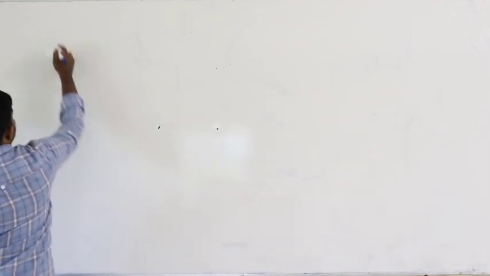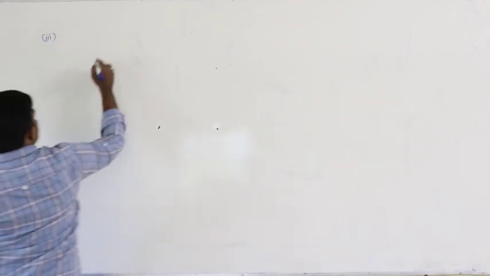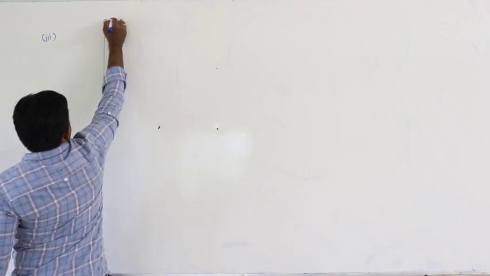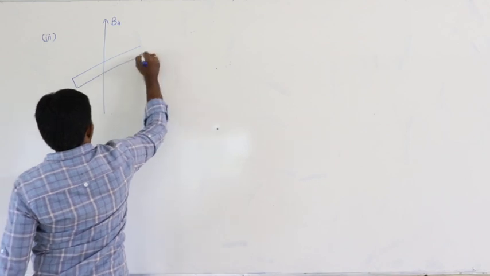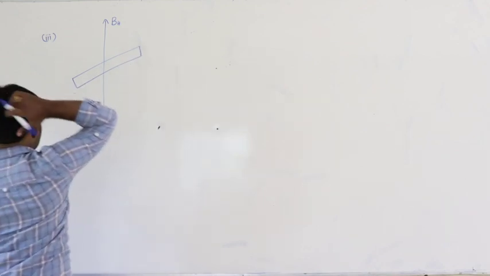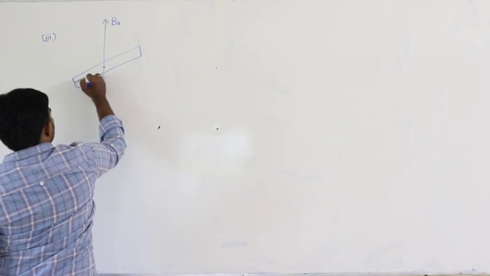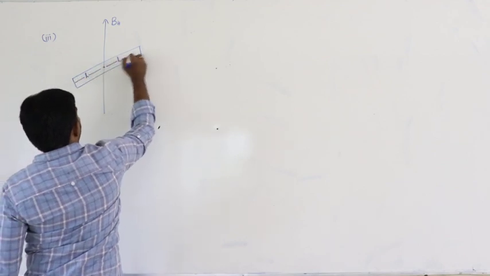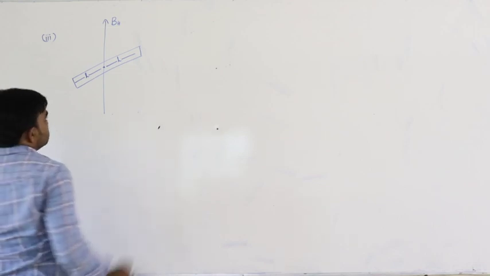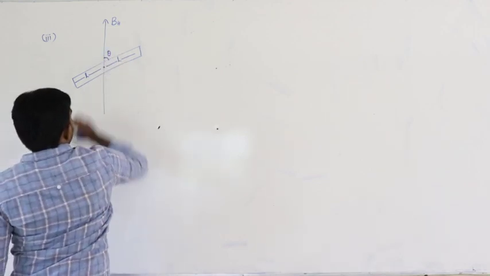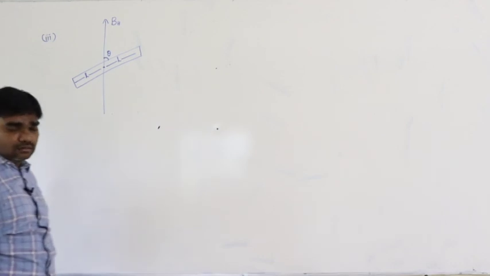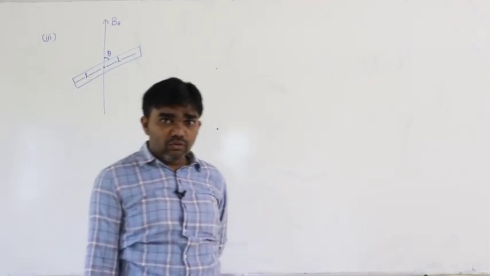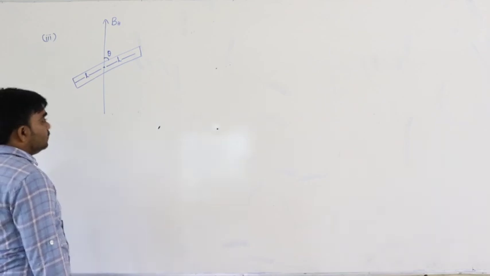Next situation, third application. Let us say this is the direction of BH. From here to here is length L and from here to here is length L, 2L actually. So, this makes an angle. Now if the magnet is suspended in a uniform magnetic field at a certain angle, then what is the condition?